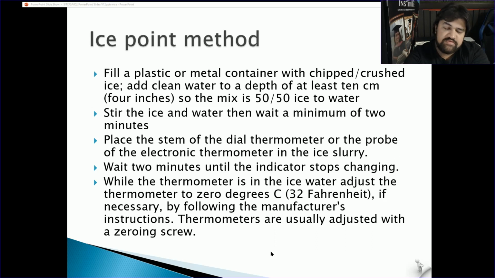Ice point method. Fill a plastic or metal container with chipped crushed ice. Add clean water to a depth of at least 10 centimeters, so the mix is 50-50 ice to water. Stir the ice in the water, then wait a minimum of 2 minutes. Place the stem of the dial thermometer or the probe of the electronic thermometer in the ice slurry. Wait 10 minutes until the indicator stops changing.